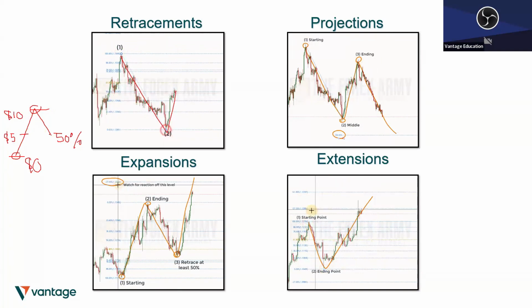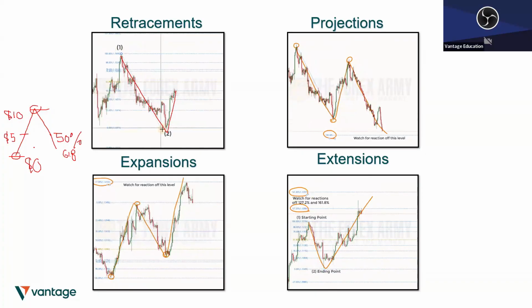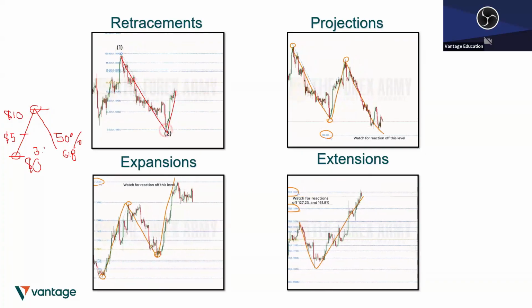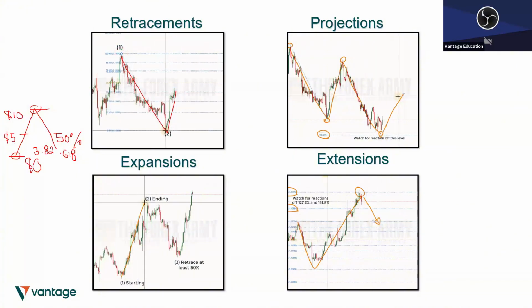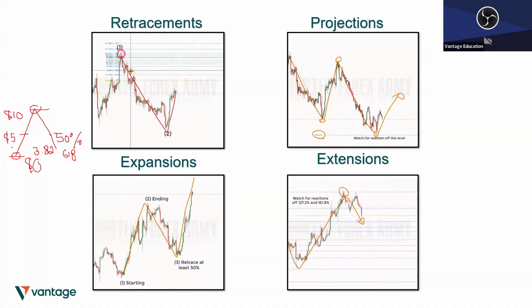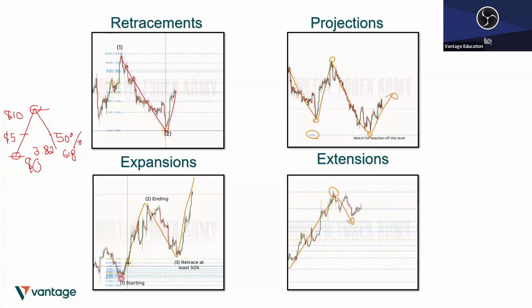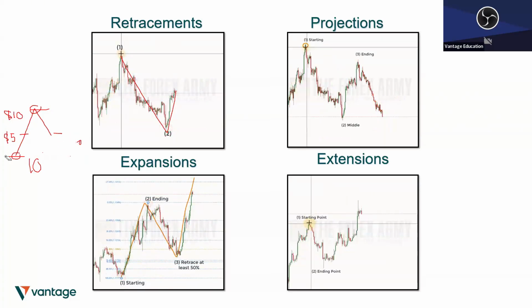If it retraced 61.8% of that, it is at $3.82, if I didn't do my math wrongly. It's basically just a retracement of the percentage. So it's very simple to understand when it comes to retracement.